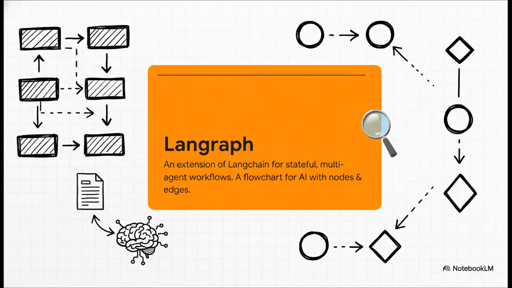And this is where something called LangGraph comes in. It's an extension of LangChain built exactly for these advanced workflows. Honestly, the easiest way to picture it is like creating a flowchart for your AI. Each box, or node, in the graph is a specific task, and the lines, or edges, are the connections that decide where to go next. It allows for all sorts of complex paths and even loops.